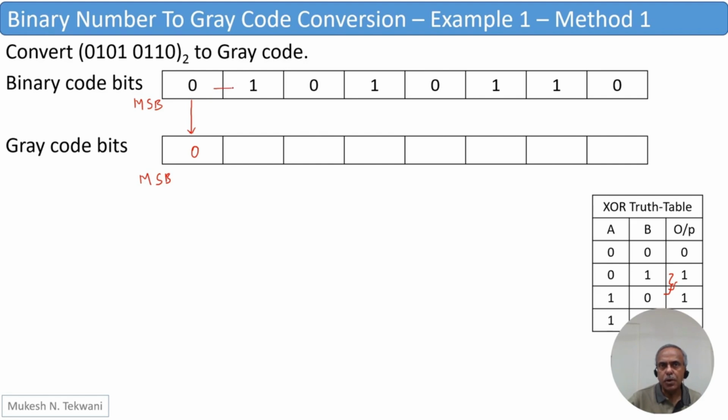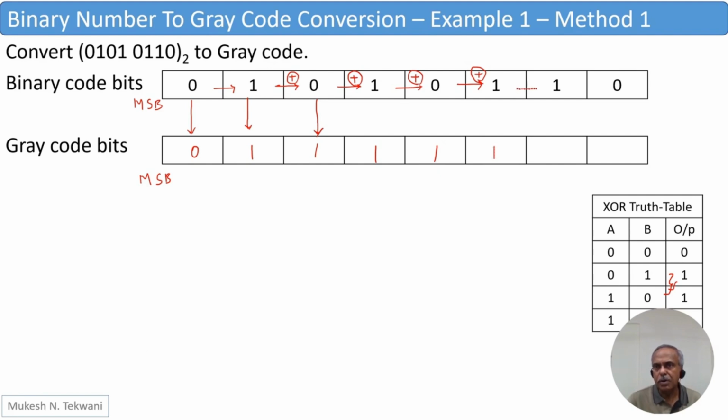So we'll take 0 XOR 1, when we take 0 XOR 1, this we know is 1. Then we'll take 1 XOR with the next bit, which is 0. So 1 XOR with 0, this will give us 1. Then again 0 XOR with 1, this will of course give us 1. 1 XOR with 0 is 1. 0 XOR with 1, since the bits are different, this will give us 1.